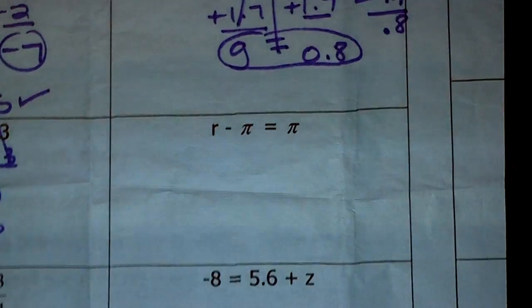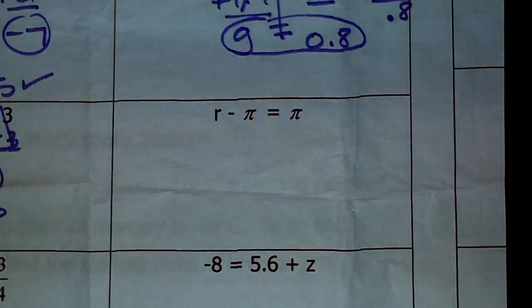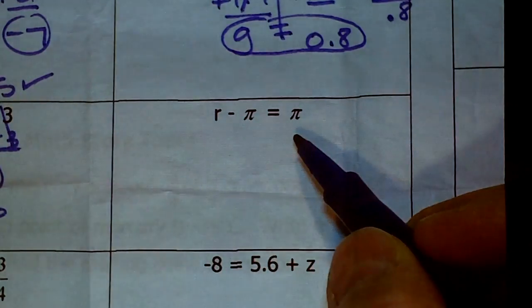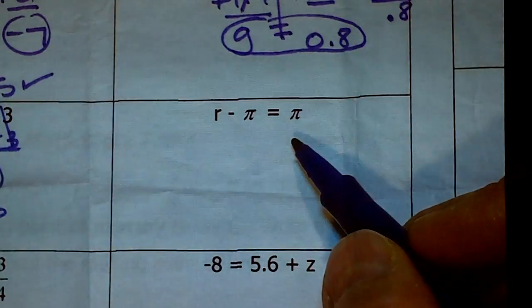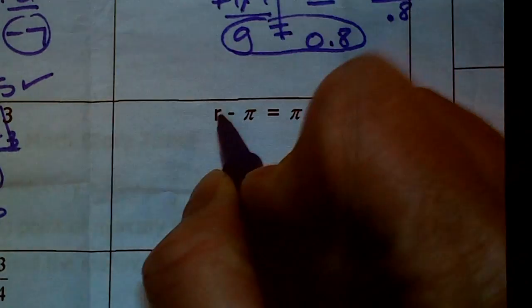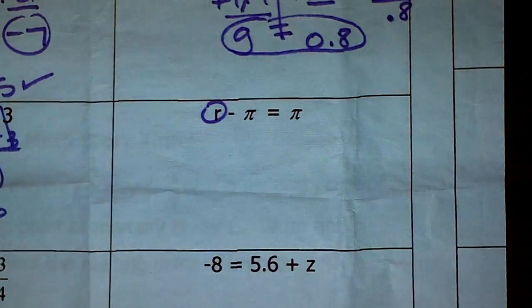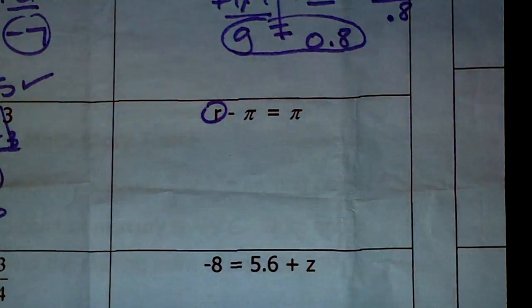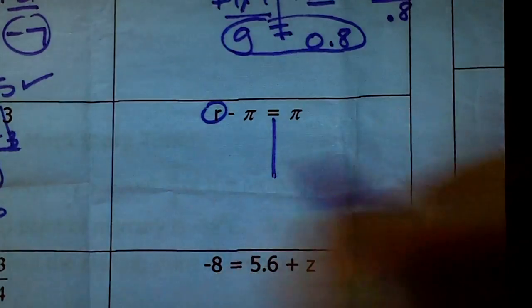Okay. Ooh, this is a good one. We have r minus pi equals pi. Now, pi is a symbol that we use to represent an actual number that we know the value of. R is the unknown. R is the letter. It's the variable that we're trying to figure out the value of. We're going to do this the same exact way.